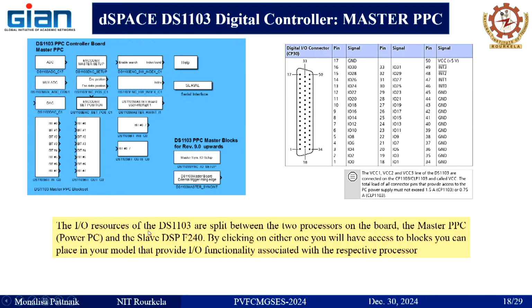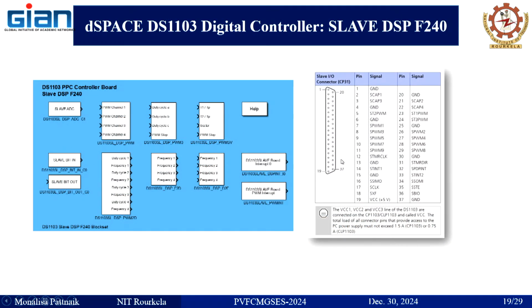The input output resources of this board are split between two processors, the master PPC, as I said, and the slave DSP F240. By clicking on either one, you will have access to blocks that can be placed in your model, providing input output functionality associated with the respective processor. I was talking about this library. Similarly, for the slave DSP, this is the connector of pins and these are the blocks available for MATLAB integration.